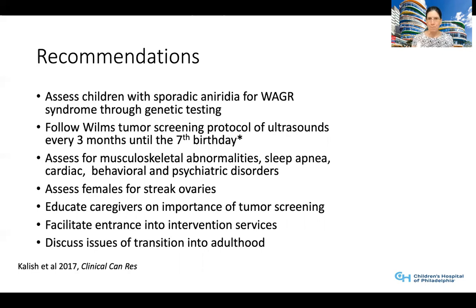It's important to assess for musculoskeletal abnormalities, sleep apnea, cardiac, and then behavioral and psychiatric disorders. There was something regarding females for streak ovaries and whether or not that was a change that was noted. It's important to educate caregivers on tumor screening and to encourage intervention services early, and it also discussed transitions to adulthood that are beyond the scope of the data we have here, but based on the fact that there are some lingering issues that move on to adulthood, it's something that needs to be studied further.